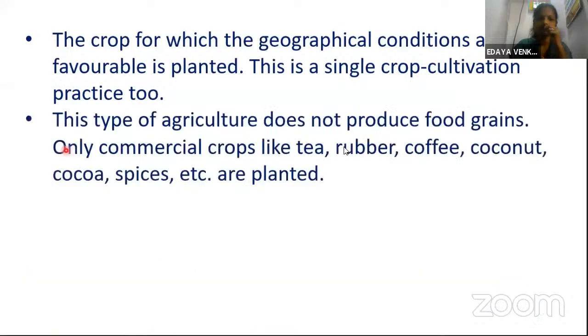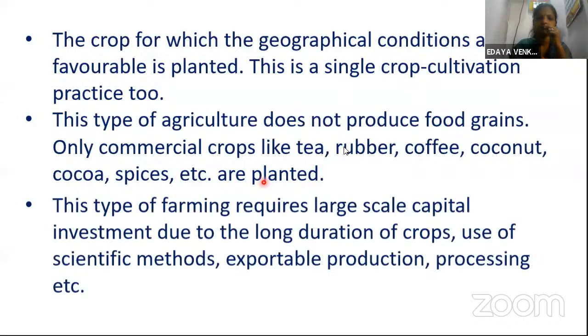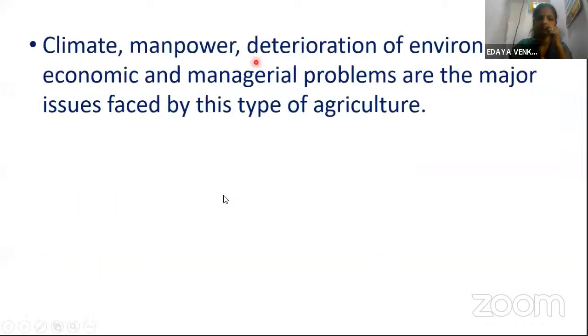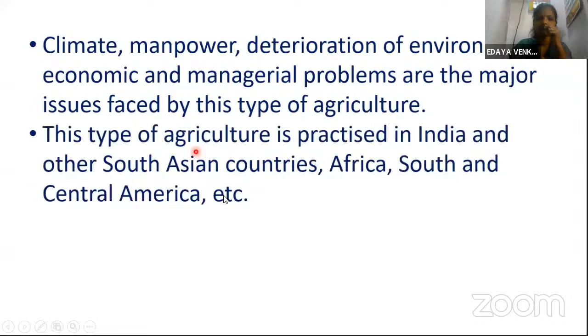This type of agriculture does not produce food grains. Only commercial crops like tea, rubber, coffee, coconut, cocoa, spices, etc. are planted. This type of farming requires large-scale capital investment due to long duration of crops, use of scientific methods, exportable production, processing, etc. Climate, manpower, deterioration of environment, economic and managerial problems are the major issues faced by this type of agriculture. This type of agriculture is practiced in India and other South Asian countries, Africa, South and Central America, etc.